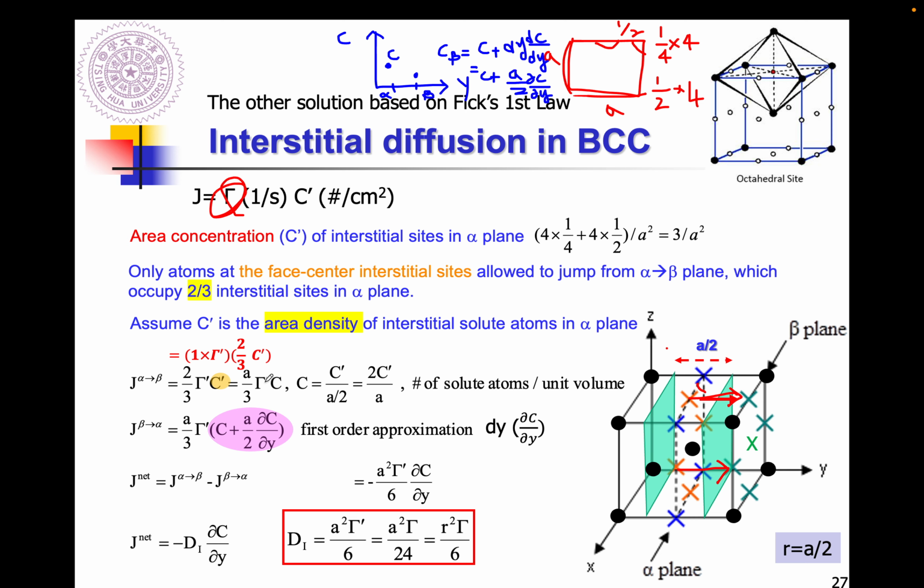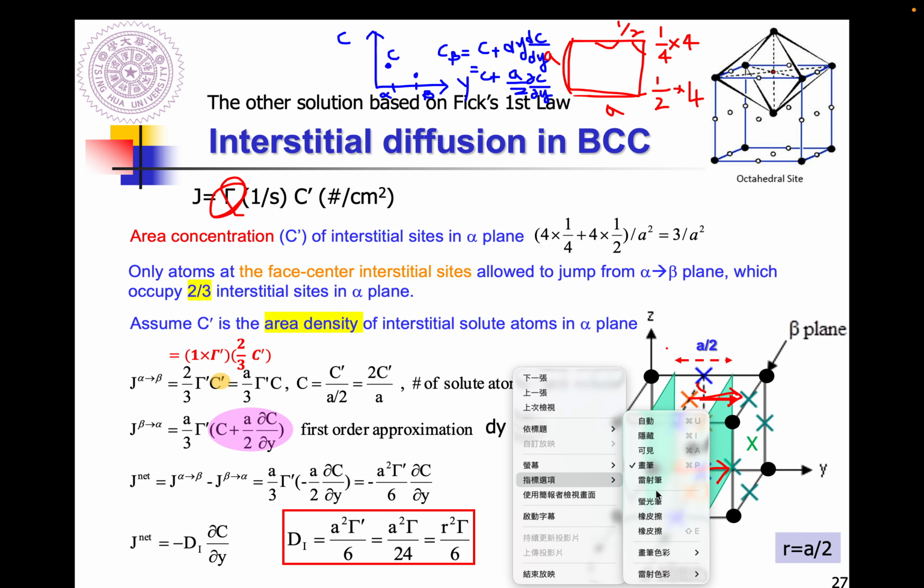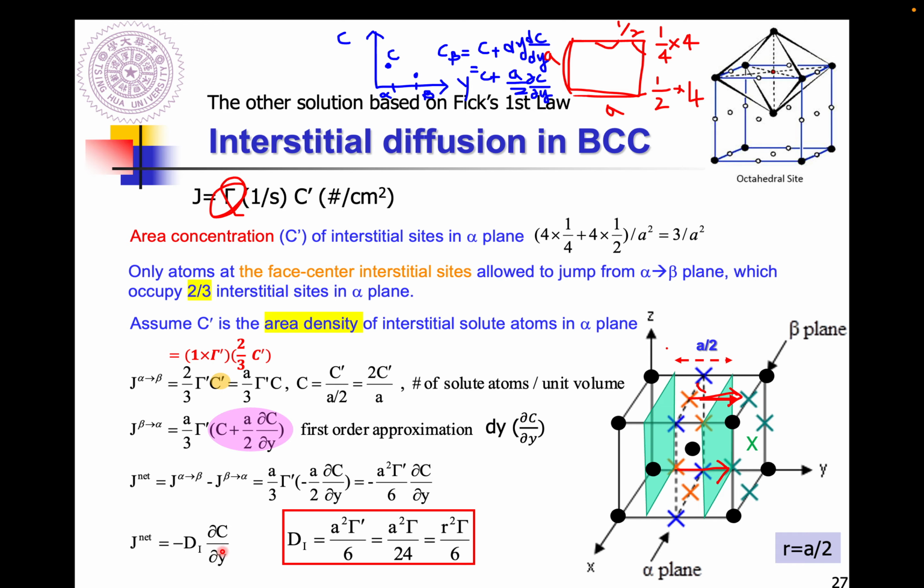So finally you get this minus this one. The first one is the same, so you only have the second term left. Compare this with Fick's first law. I can successfully get the diffusivity for this solute atom jumping through octahedral interstitial sites, equal to A squared gamma prime divided by 6. So this is how we use Fick's first law to answer these questions.